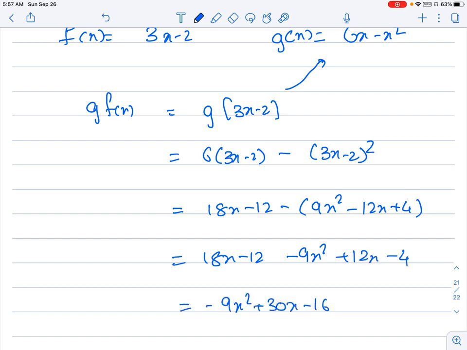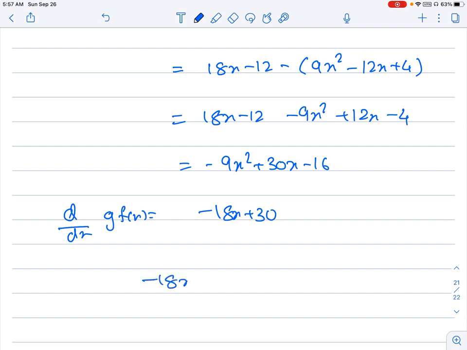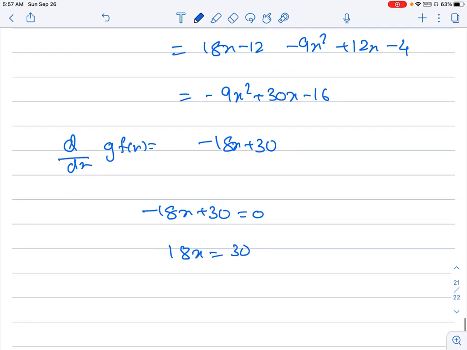We have to prove that its maximum value is 9. So what am I going to do? I am going to find the derivative, the first derivative of g of f of x. It becomes minus 18x plus 30. Equate that to 0. Minus 18x plus 30 is equal to 0. So 18x is equal to 30. X is equal to 30 upon 18.